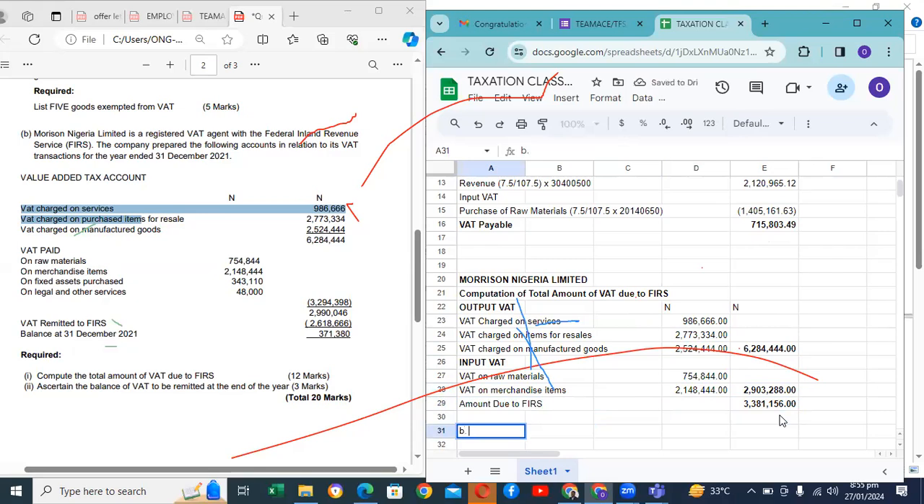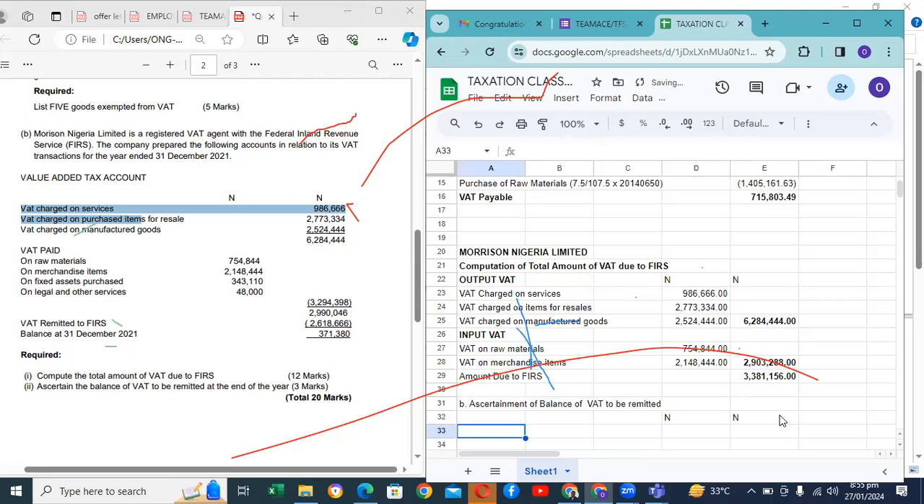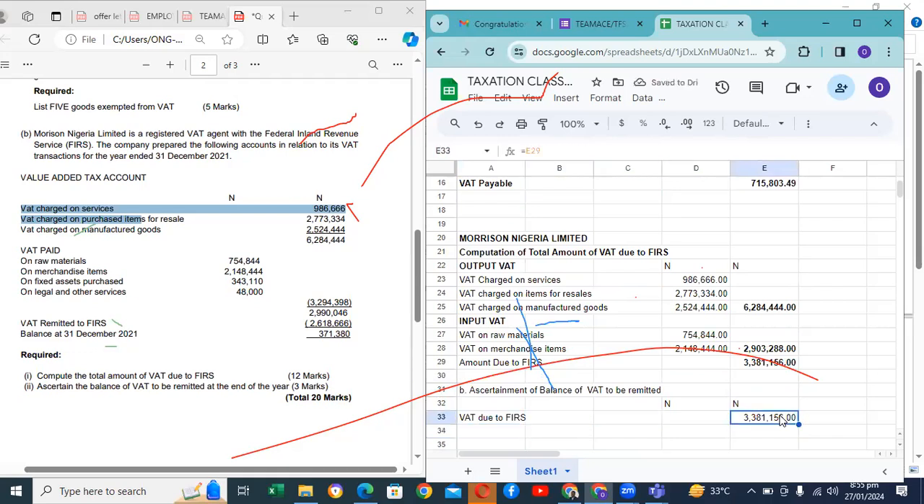The B part says we should ascertain the balance of VAT to be remitted. So what do we have? VAT due to FIRS is how much? 3,381,156. Right? Did they pay any amount to FIRS before?